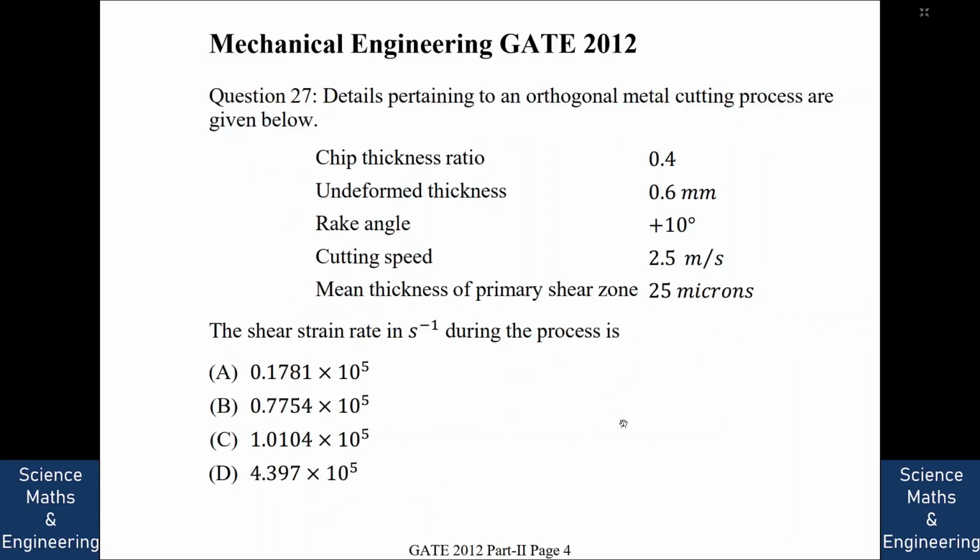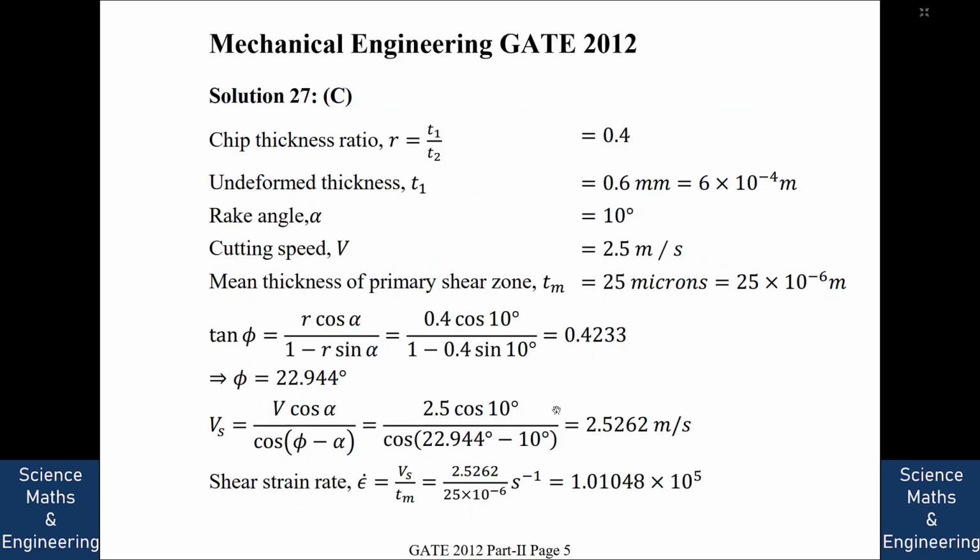Details pertaining to an orthogonal metal cutting process are given below. So the chip thickness ratio is given, that is small r is given 0.4. Undeformed thickness is given, rake angle is given, cutting speed is given, mean thickness of primary shear zone is given. So we need to find out the shear strain rate.